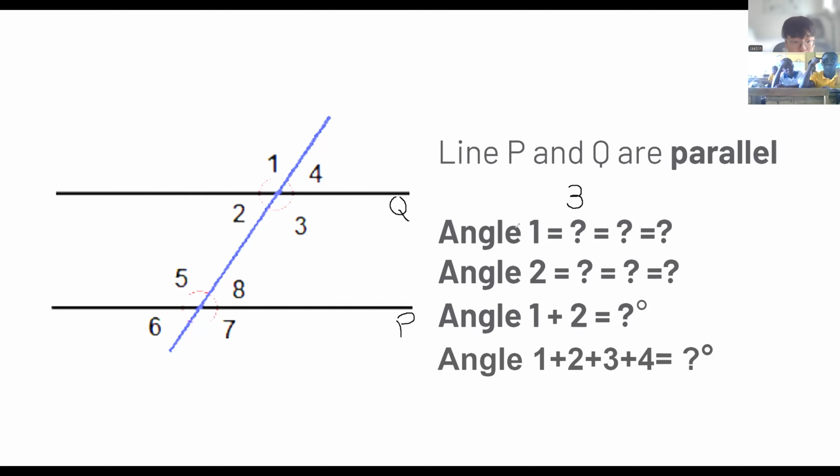And what other angles are equal to angle 1 or 3? Five. Yeah, that's right, 5. Because 5 is an alternate angle from 3. These are alternate angles. It is a corresponding angle from 1. All of these are the same.